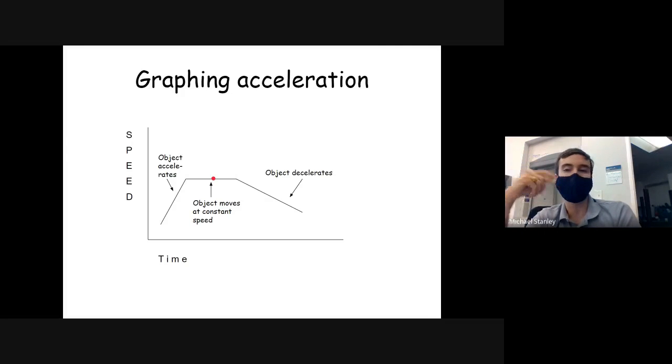You hit cruise control, and now you're cruising at 50, 60, 70 miles an hour, depending on what kind of road you're going through. So acceleration is all about changing the speed or the direction of an object. If our speed is staying the same and not changing, that means there's not any acceleration happening.